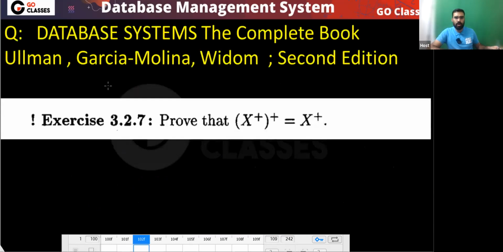So this is a question from the Ullman book, Database Systems: The Complete Book by Ullman, second edition. This is exercise 3.2.7. So can we prove it?